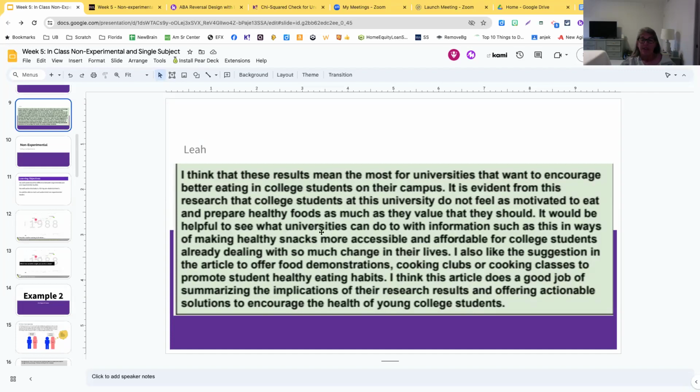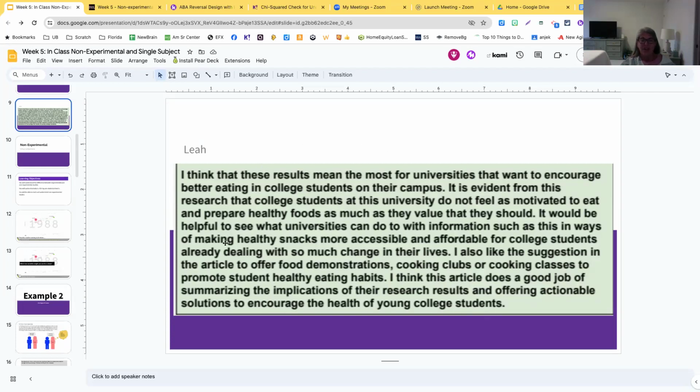It would be helpful to see what universities can do with the information, such as this, in ways of making healthy snacks more accessible and affordable for college students already dealing with so much change in their lives. I also like the suggestion in the article to offer food demonstrations, cooking clubs, or cooking classes to promote student healthy eating habits. I think this article does a good job of summarizing the implications of the research and offering actionable solutions to encourage the health of young college students.